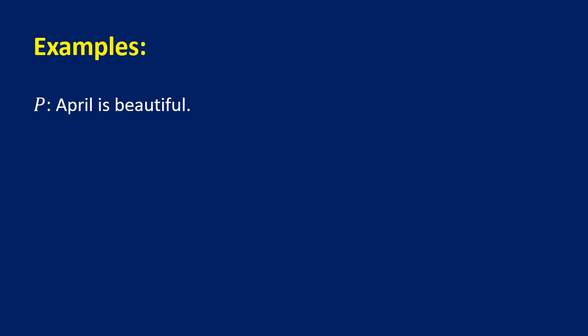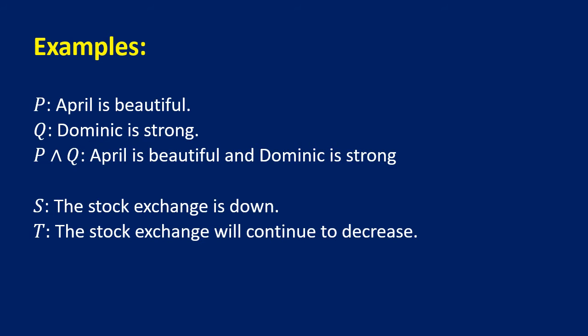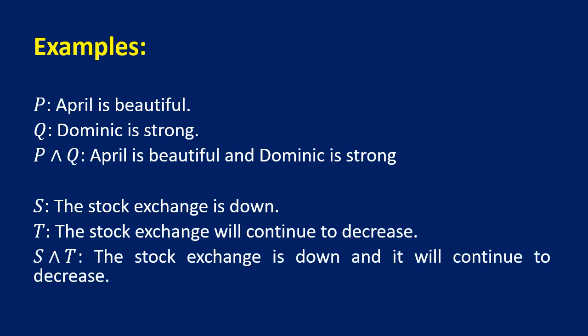Let's take a look at more examples. April is beautiful. Dominic is strong. Okay, we don't know the truth values of P and Q, but what would be the statement P and Q? It is: April is beautiful and Dominic is strong. Next, the stock exchange is down. The stock exchange will continue to decrease. So when we combine them with the connector and: the stock exchange is down and it will continue to decrease.